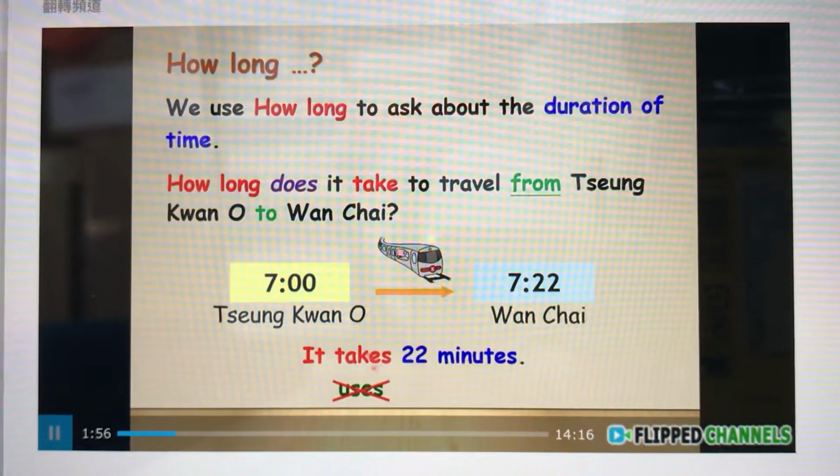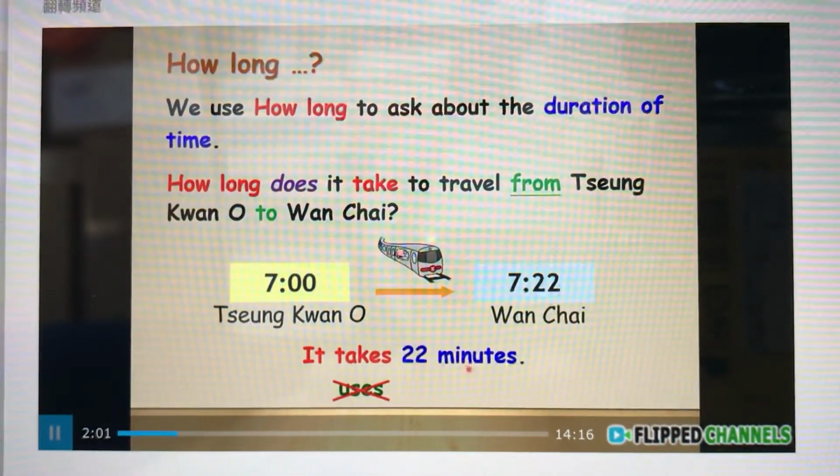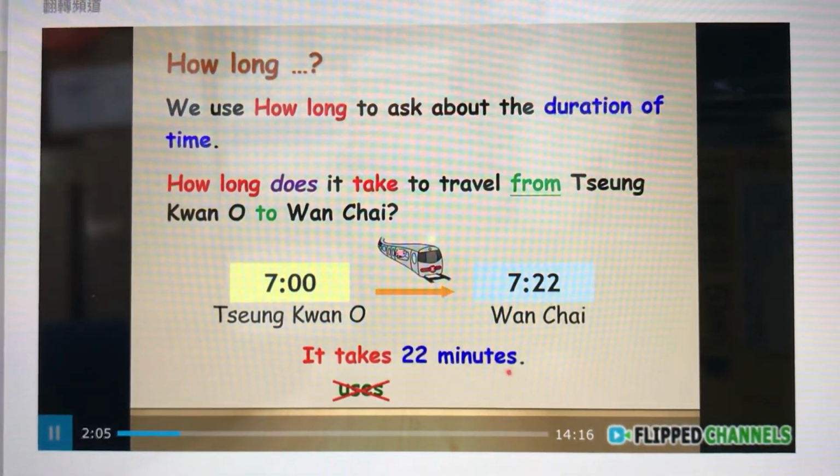Remember, it is a present tense. We should add s after take. And 22 minutes. More than 1 minute, we use minutes. We add s after minute.